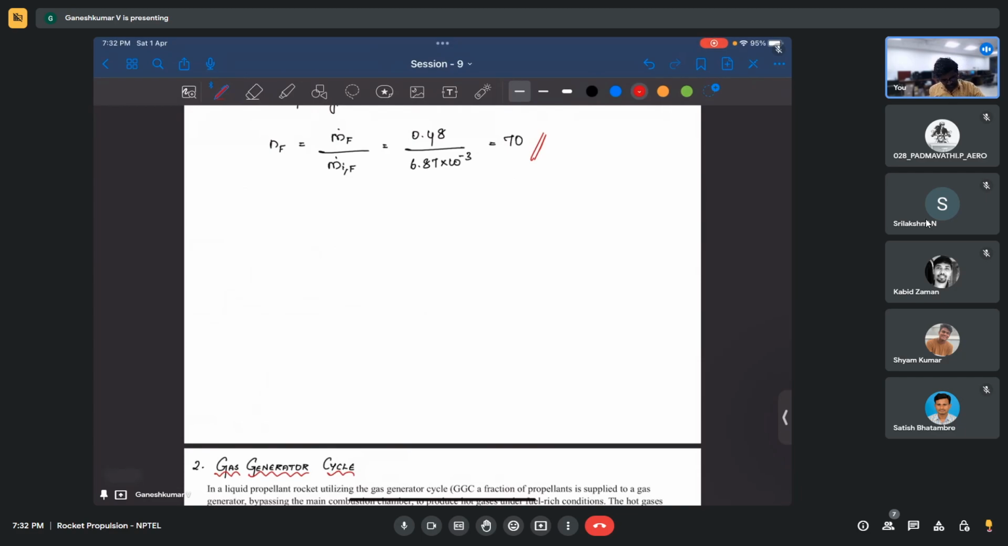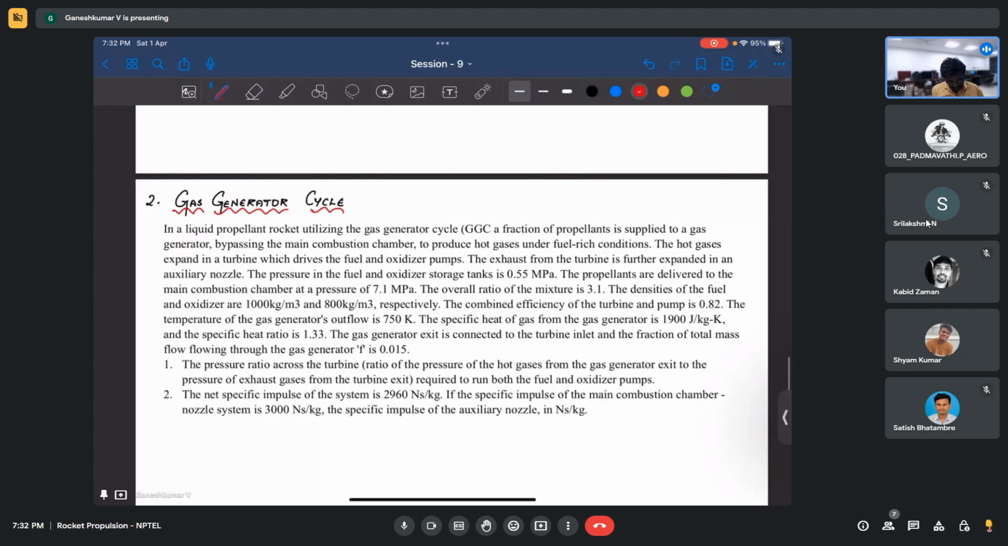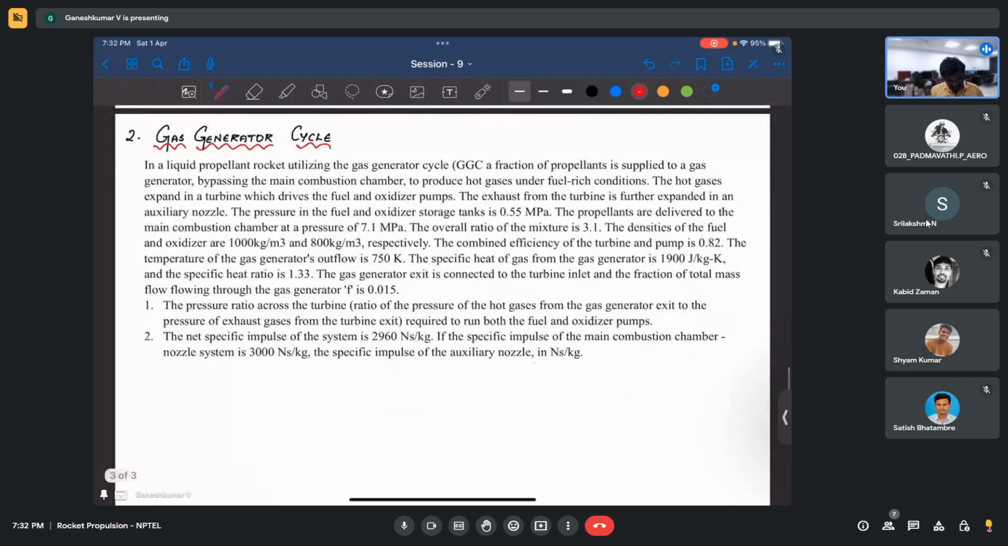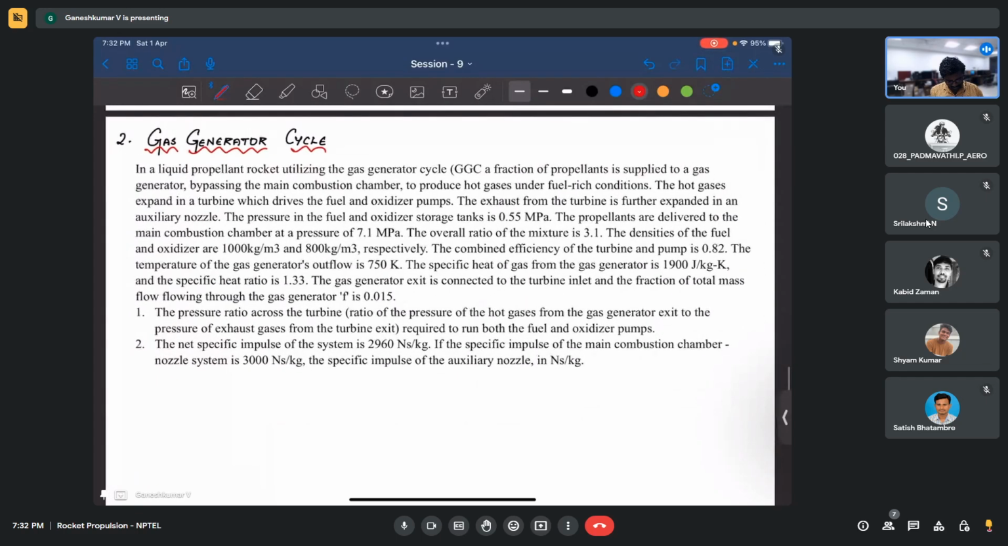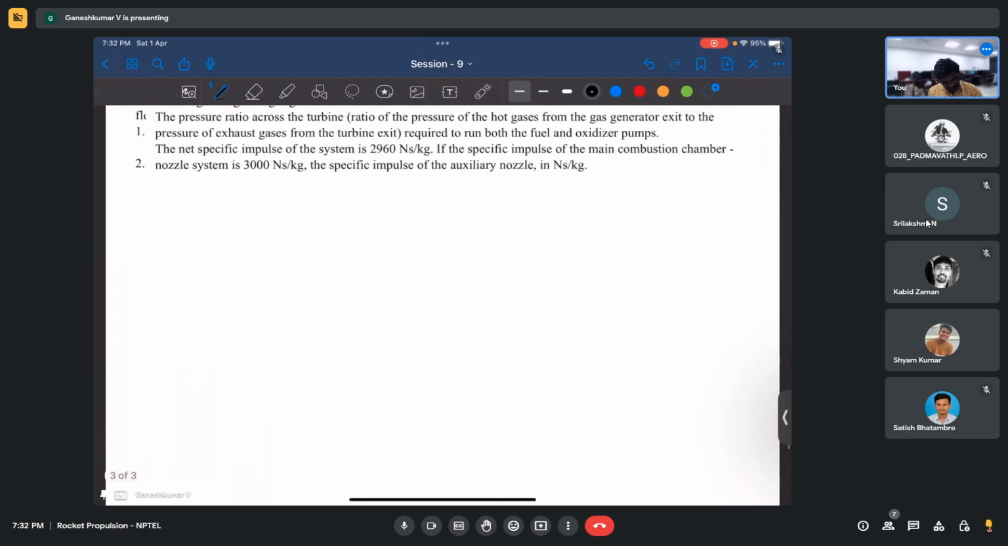All right, if there are no more questions, let's solve the second problem, which is the gas generator cycle. So you all know what the gas generator cycle is. There are going to be fuel and oxidizer tanks, and there's going to be a pump. Maybe I will draw it.